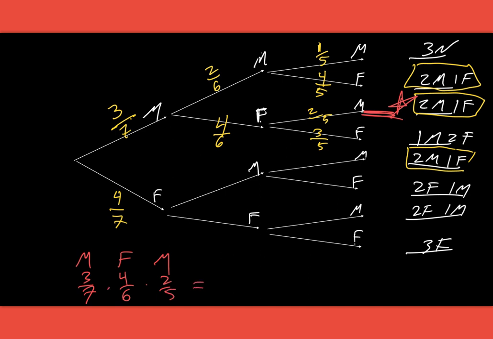So that'd be 3 times 4 is 12 times 2 is 24 over 210, 30 times 7. So the likelihood of getting 2 males and a female in this process, this method for this particular set of branches, pick the male, then the female, then the male. That's two males and a female. That happened 24 times out of 210. 210 because 6 times 5 is 30. 30 times 7 is 210.